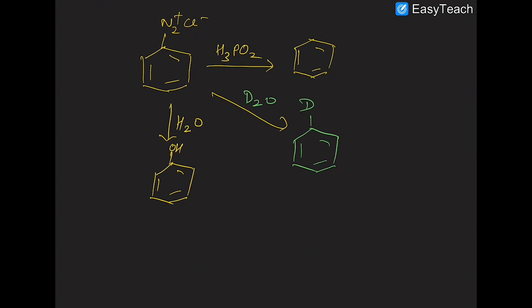Now, when benzene diazonium salt reacts with hypophosphorus acid, it gives you benzene. When it reacts with water, it will give you phenol. Similarly, when it reacts with D2O, it will give you what? OD. That is phenol also.